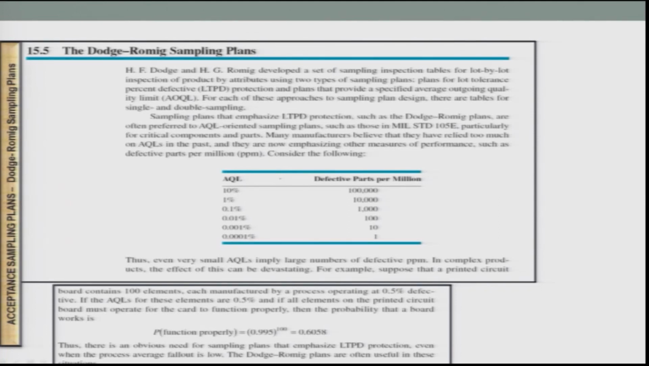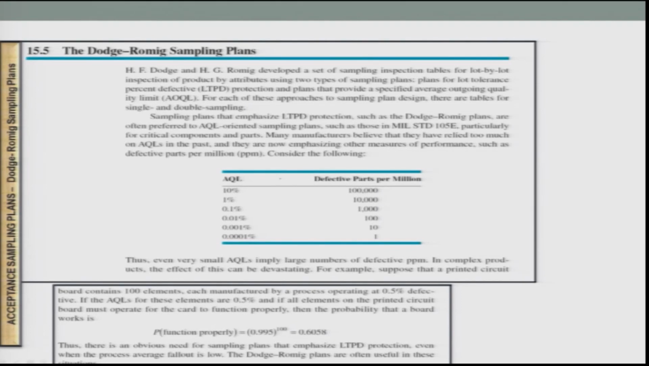Sampling plans that emphasize LTPDs, such as the Dodge-Romig plans, are often preferred to AQL, particularly for critical components, if you remember, where the sensitivity or the level of acceptance absolutely has to be perfect. Many manufacturers believe that they have relied too much on the AQLs in the past, and they are now emphasizing other measures of performance such as defective parts per million and so on and so forth.